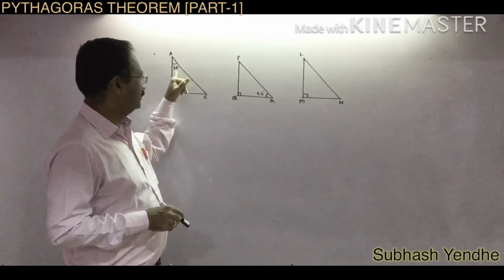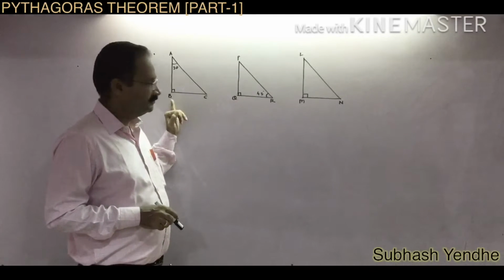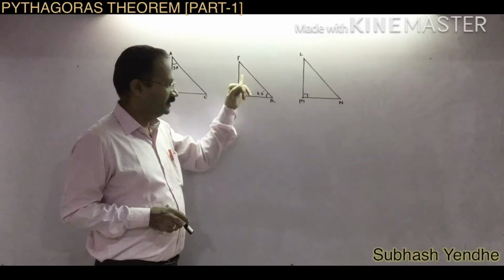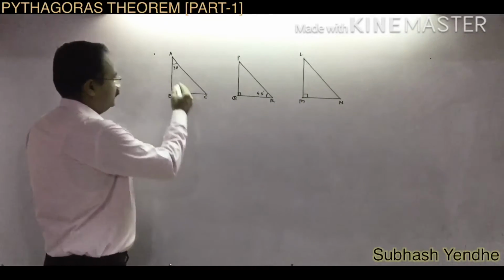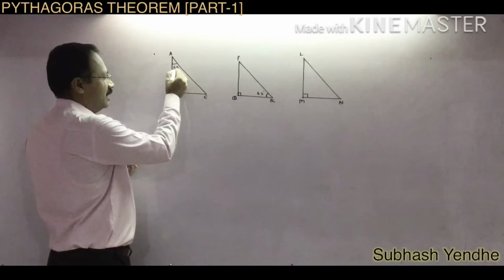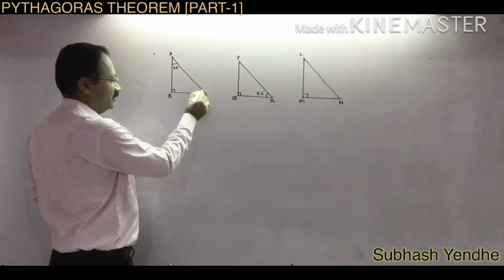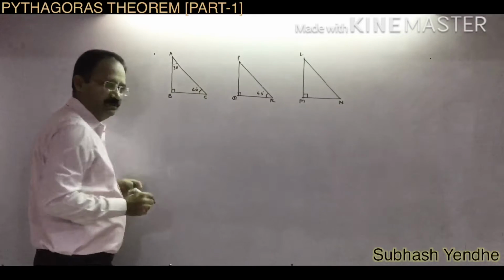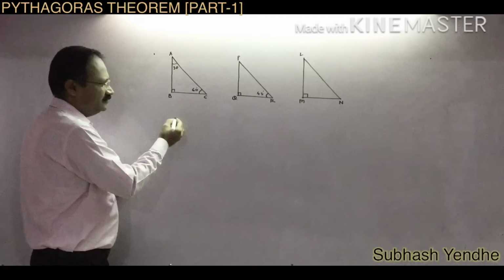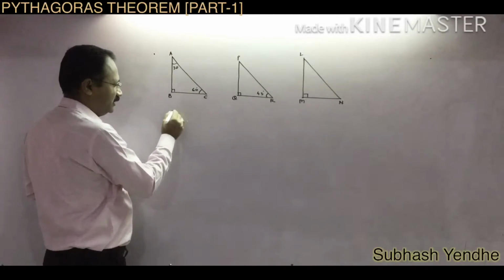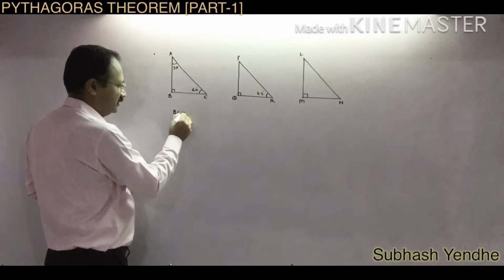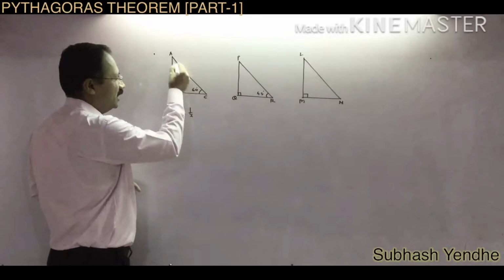One is 30, 60, 90. Second one is 45, 45, 90 and Pythagoras you have studied. See, this is a right angle triangle. The one angle is given 30, so another will be 60. You know it well. So what it tells? It tells us that opposite to 30 side means BC is half to the hypotenuse.